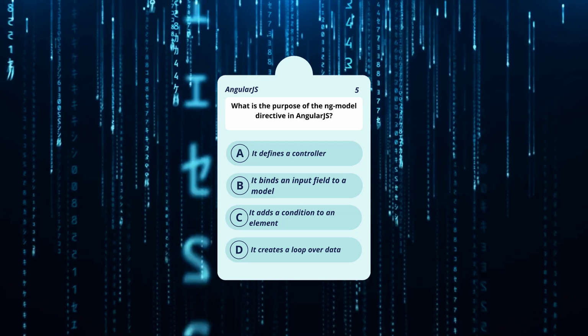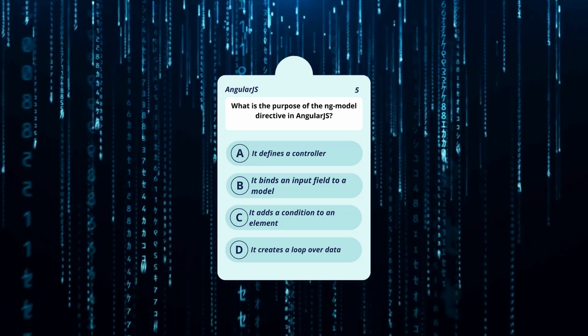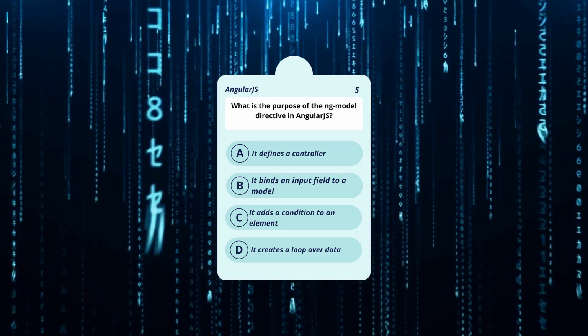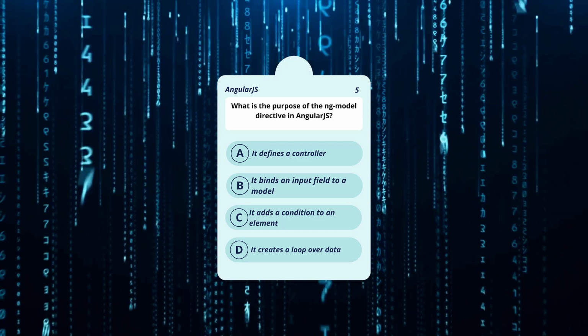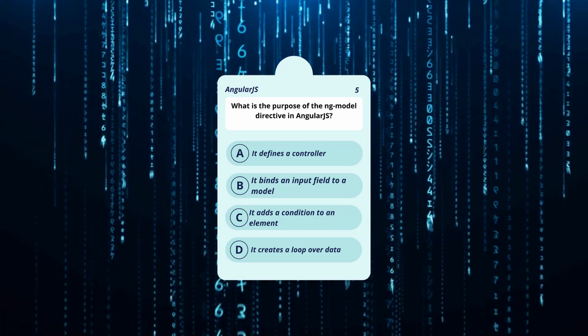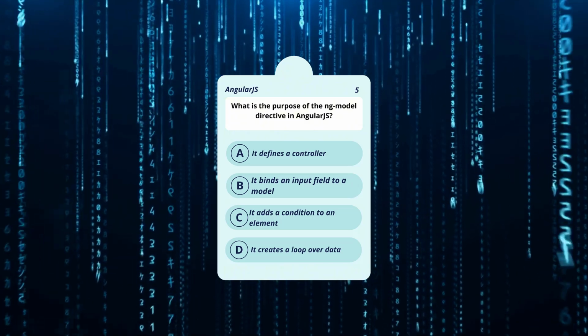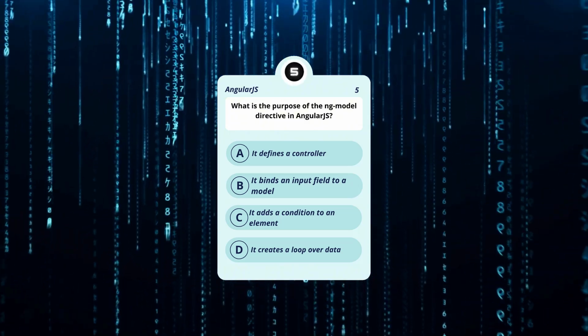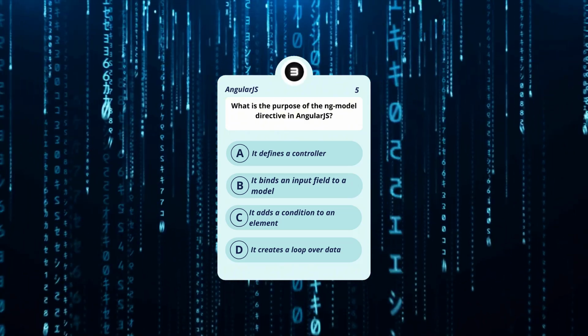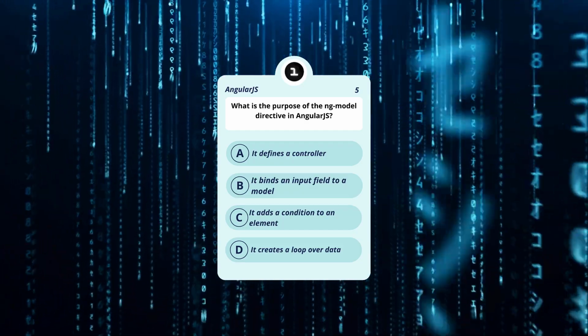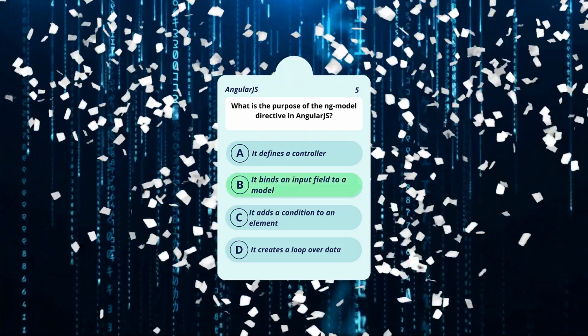What is the purpose of the ngModel directive in AngularJS? A. It defines a controller. B. It binds an input field to a model. C. It adds a condition to an element. D. It creates a loop over data. Answer B.